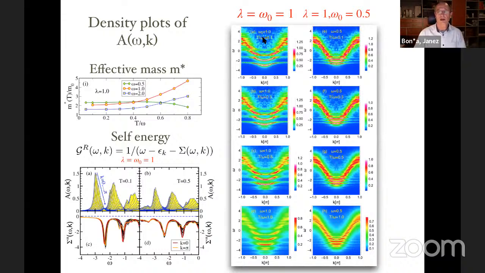So this is now finally for two different sets of parameters. So this is lambda and omega one. This is the intermediate coupling regime, close to strong coupling, and this is a smaller omega. So now you can see what happens as you heat up the system. You start getting weight below this peak here. And then of course, everything just gets more and more blurred with temperature. Of course, the smaller omega is more difficult to compute with these approaches, but nevertheless, we can get it quite correctly.